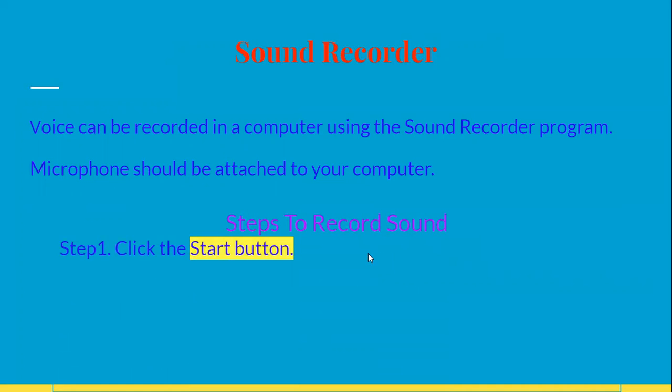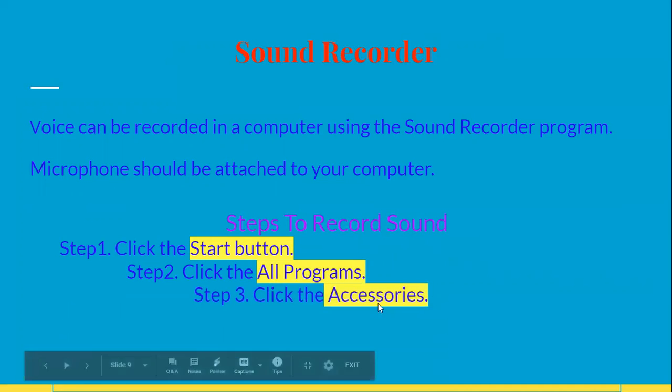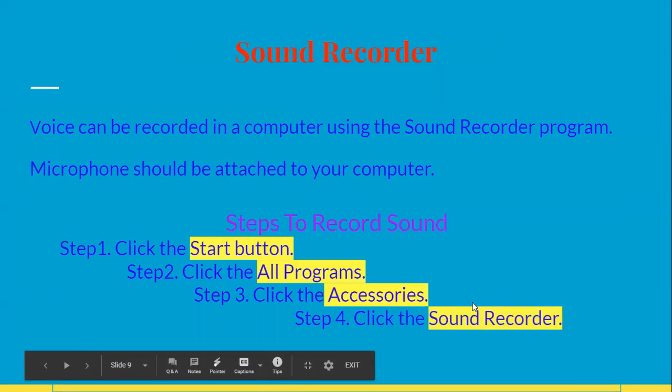The step number 1, click the start button. Then step number 2, click all programs. We will click all programs. Then the list of all programs will come. Then from that list, we will click on the accessories. Then after clicking on the accessories, our step number 4 is to click the sound recorder. Which accessory you are using for recording the sound? That is, we need sound recorder. So we will click on the sound recorder. Clear to all of you? First of all, click start button, then all programs, then accessories, then sound recorder.